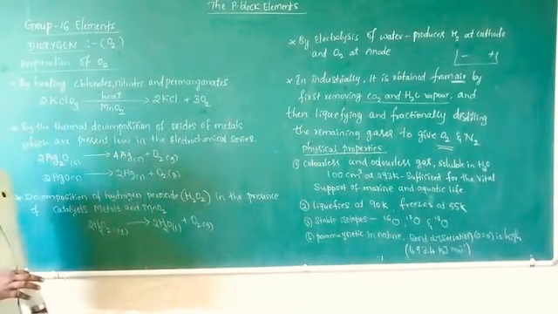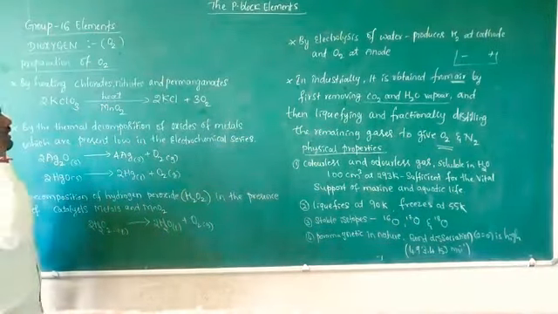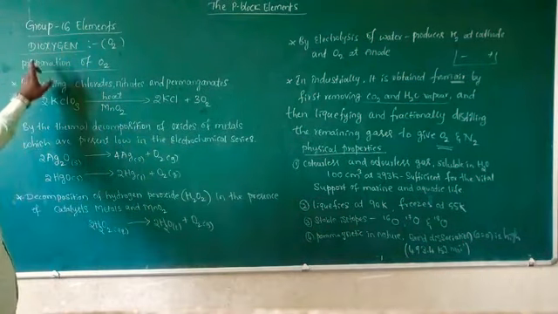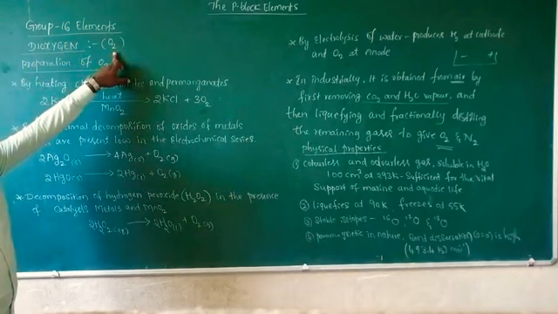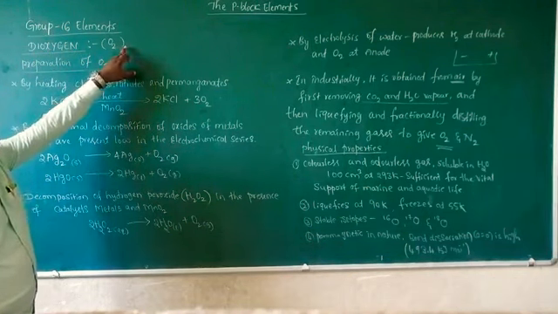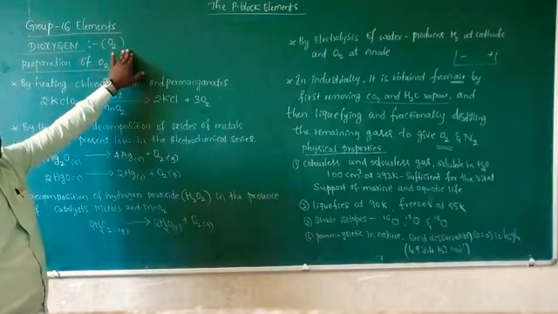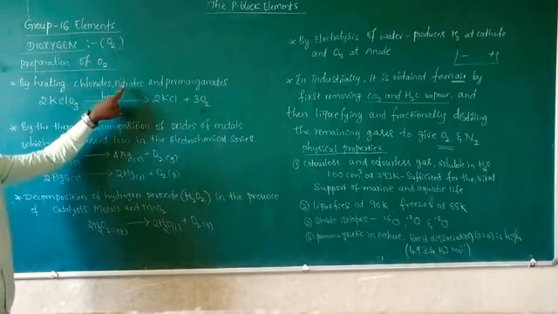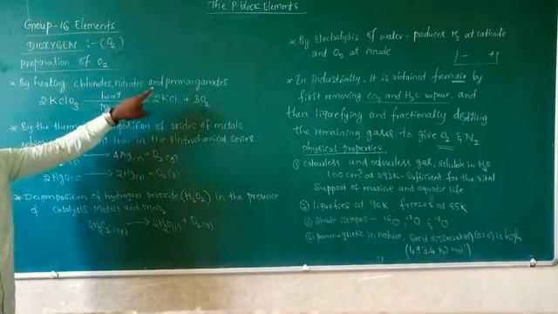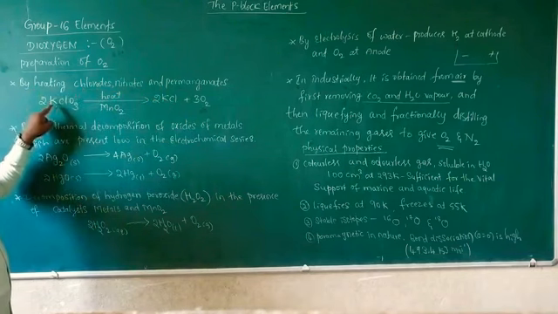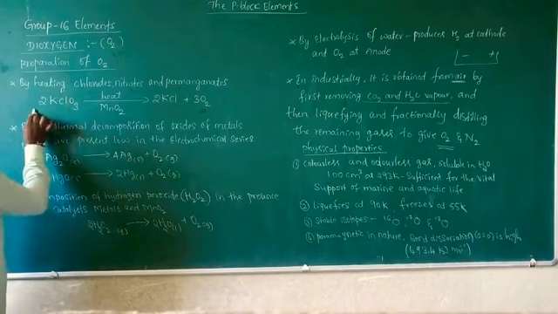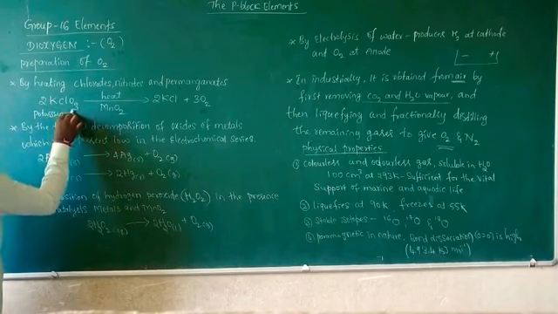After the physical and electrical properties of group 16 elements, the main concept enters here. Dioxygen. Number 1, dioxygen, formula O2, the diatomic molecule of oxygen. And the preparation of dioxygen. Number 1, by heating of chlorates, nitrates, and permanganates. From chlorates, here it is potassium chlorate, KClO3.